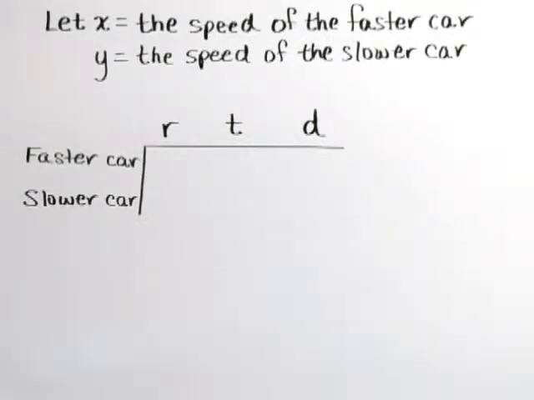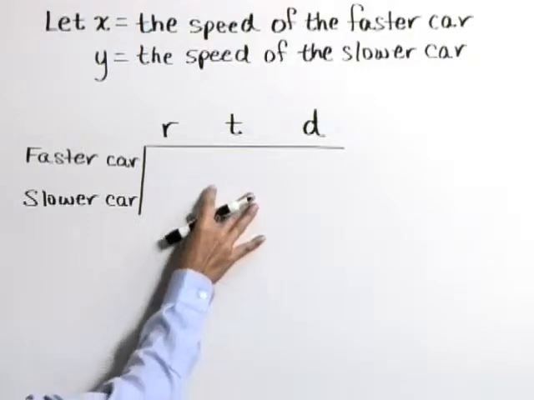Well, we've completed step 1. We've read the problem carefully. In step 2, let's define our variables. Let x equal the speed of the faster car and y the speed of the slower car. Now let's move on to step 3, and let's try to write a system of equations.